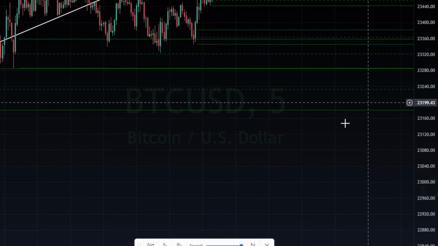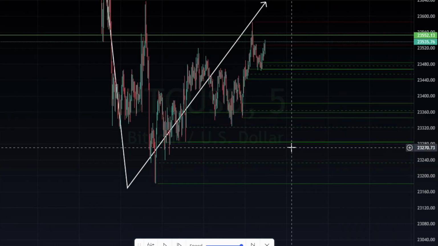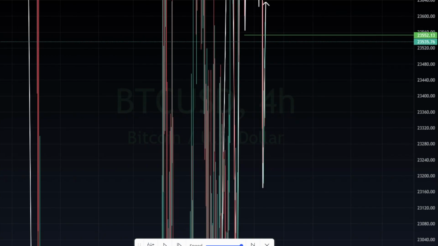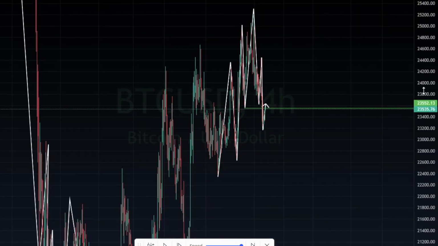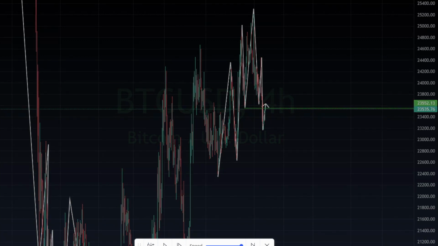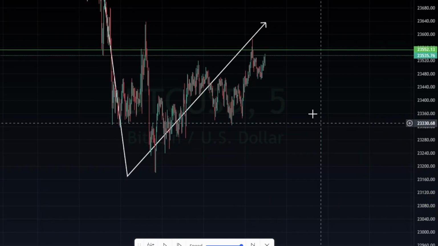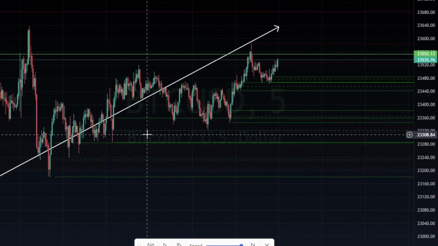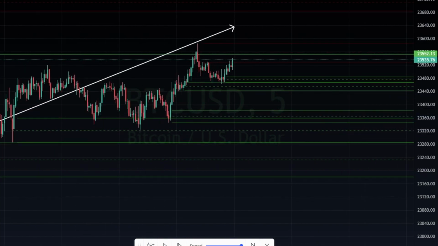Alright, right here we had a change of character. I think. Hold on, let me see. Is that where we were looking? Yeah, we just had a pullback, and now we're looking for a break of structure back down. Okay, so let's do that again in this area.